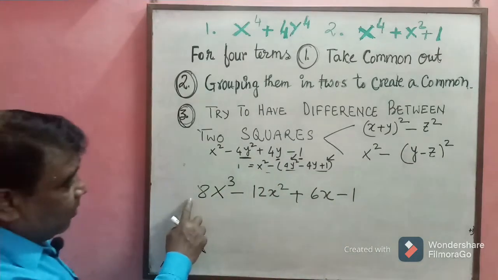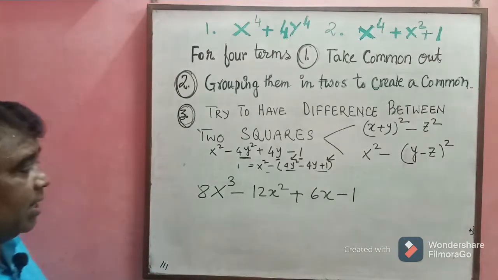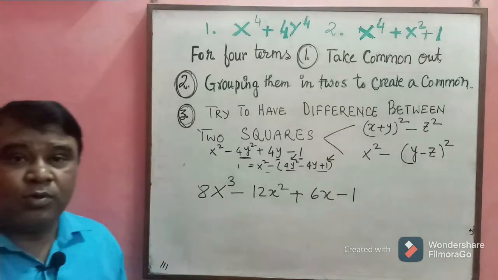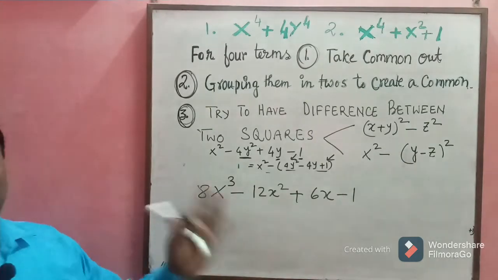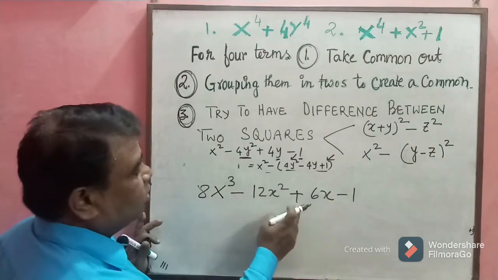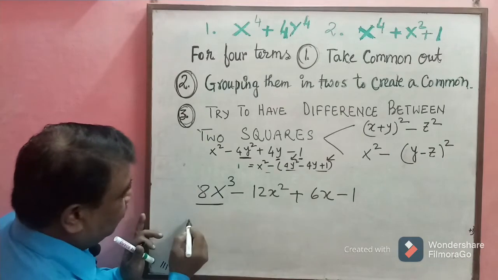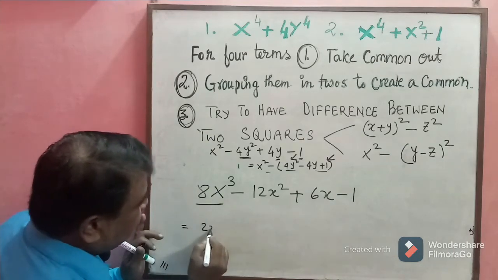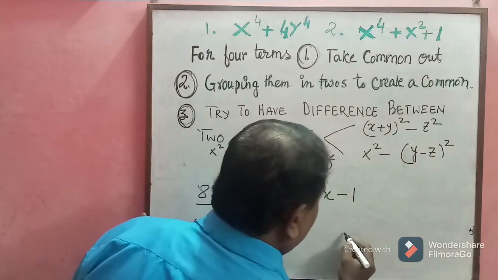If it is 8x cube minus 12x square plus 6x minus 1. You see plus, minus, plus, minus, so definitely it will never be a whole cube of a sum of 2 binomials, but it's the difference between 2 binomials. That's what: one positive, negative, positive, negative. So definitely now you see this is a whole cube, a perfect cube. This is a perfect cube number, and this also we can write, this is also a perfect cube.